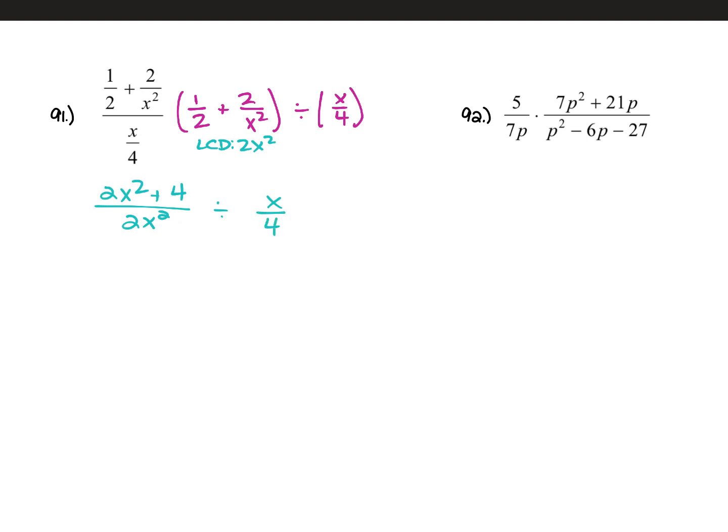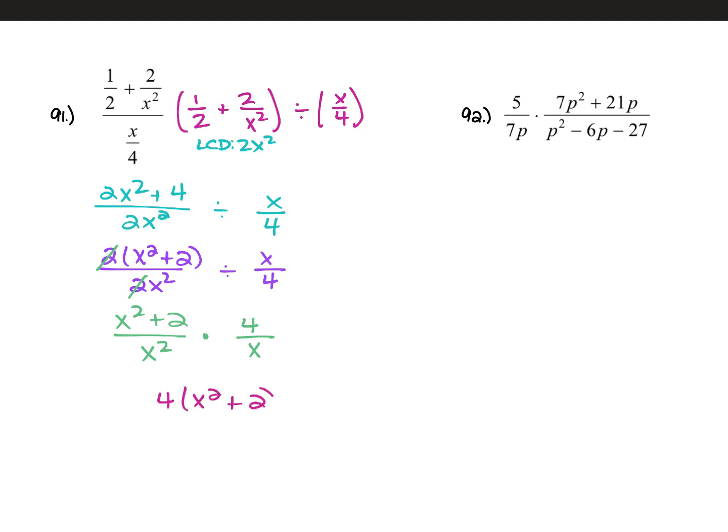I'm going to factor what I can on the numerator of that first fraction. That gives me 2 times x squared plus 2 over 2x squared. You can then simplify the 2's, so you just have x squared plus 2 over x squared. You're going to keep change flip with this at the same time, so it's going to multiply by 4 over x. This then simplifies to be 4 times x squared plus 2 over x cubed.